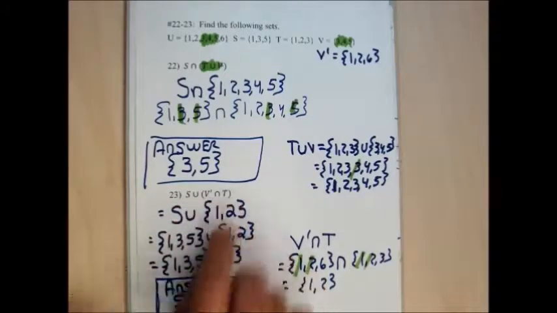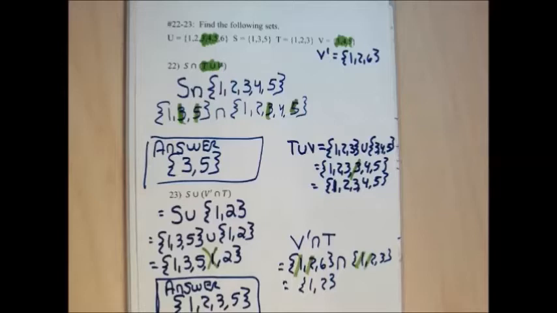That is the set that represents S union the quantity V complement intersection T. All right, so that's everything on the first part of our practice test. So get these down really well before you move on to the second part, which covers sections 1.4, 1.5, 1.6, and 1.7.